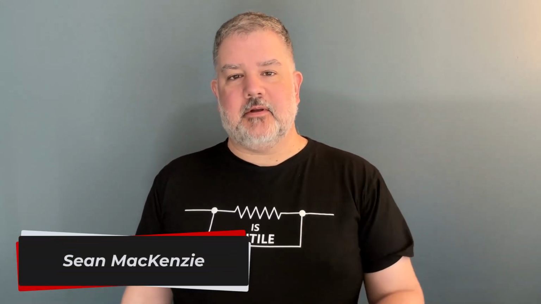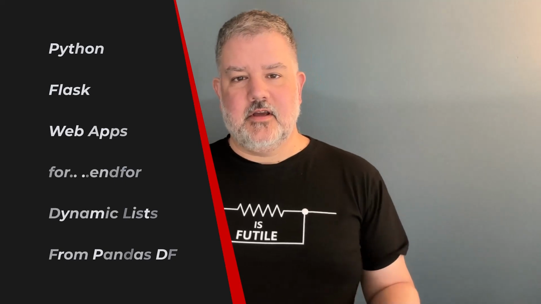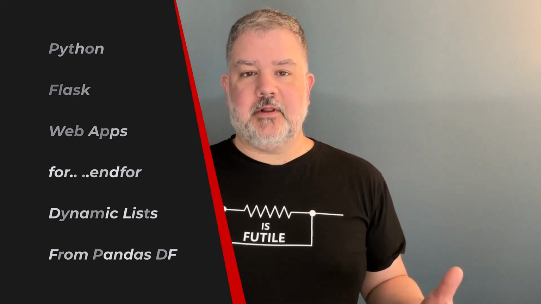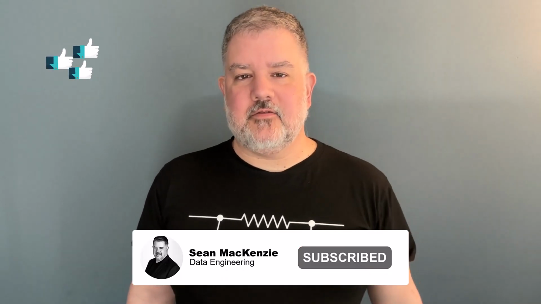In this episode, we go back to our Flask web applications playlist in Python, and we're going to take a look at how to do a dynamic list. Now, there are so many uses for having dynamic lists, whether it's a dynamic list of buttons, or you might just want to have a list of selections or whatever. And often you want to populate that from a data frame that you might have in your Python code. And in order to do this today, we're going to be using for each and end for, and we're going to build that list. Let's get to it.